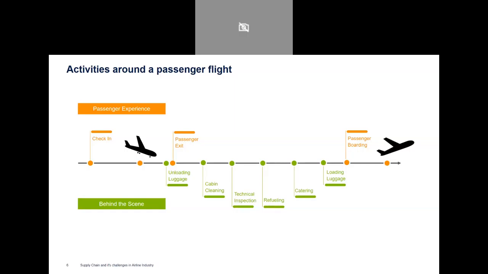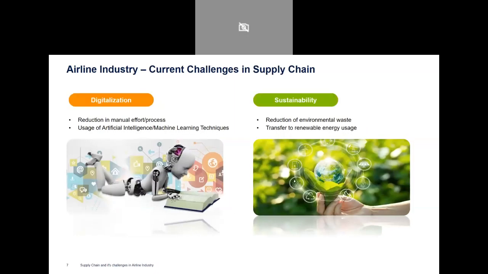This is on a very high level. There are many more detailed things happening in a flight, but as a first-level overview, this gives a complete idea of how the aircraft activities around a passenger flight happen. I will get back to this slide again and connect it with the supply chain activities in the next slides. Just keep in mind these are the activities around an aircraft. Okay, now I'm moving to the next slide.